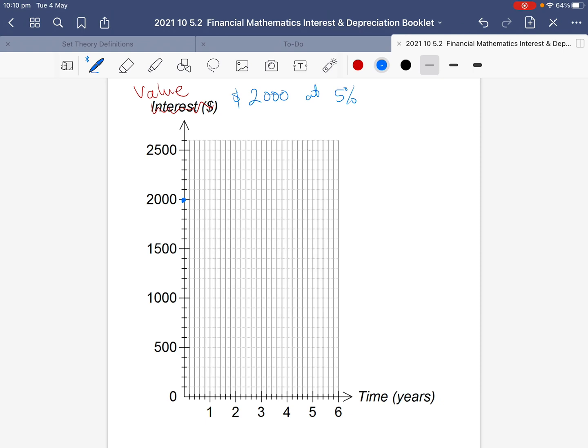And so after 5 years, we would have an extra $500. And so the graph would look something like this, where the values increase from 2,000 to 2,500 over 5 years. So this is graphing simple interest.